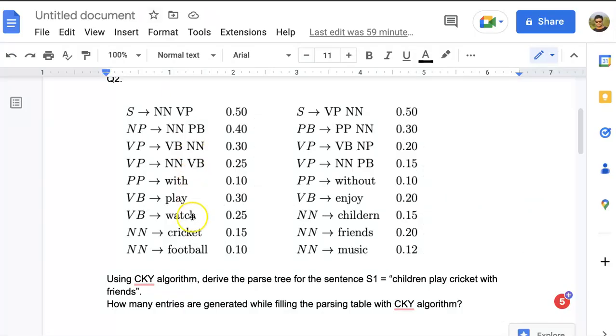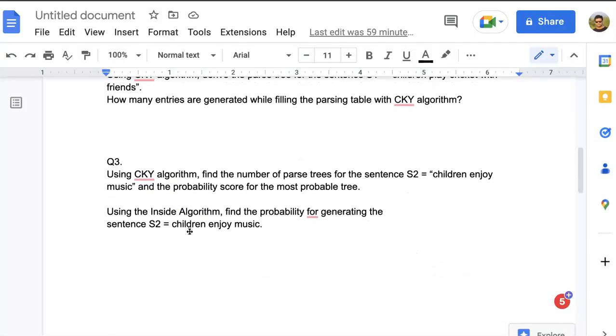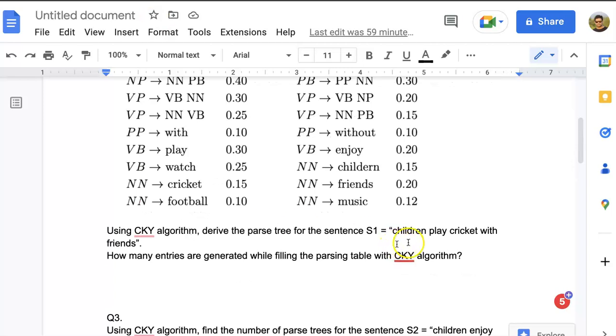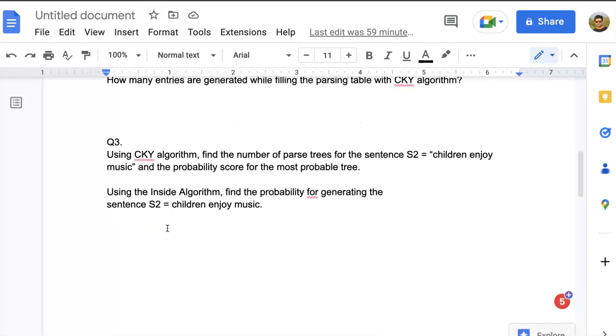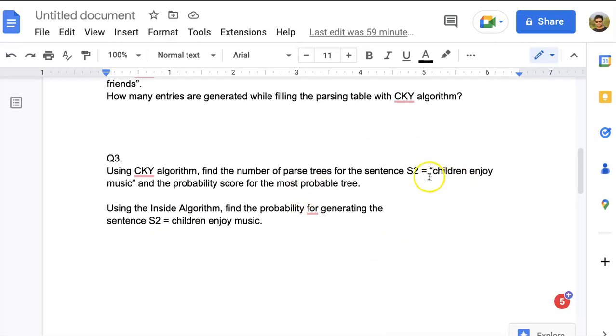Okay, so the next question I can do for this example only, because this example is too big, so that's why I'm just ignoring it. The next question is kind of the same, but the sentence is small. Now they are asking to use the CYK algorithm to find the number of parse trees for the sentence children enjoy music.